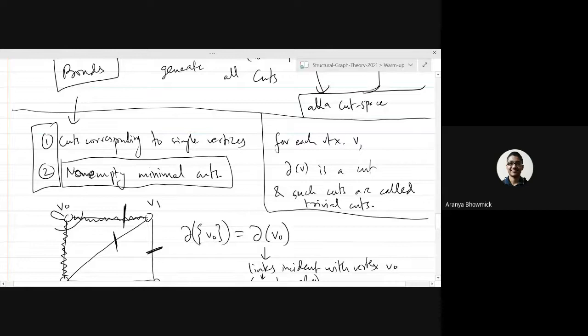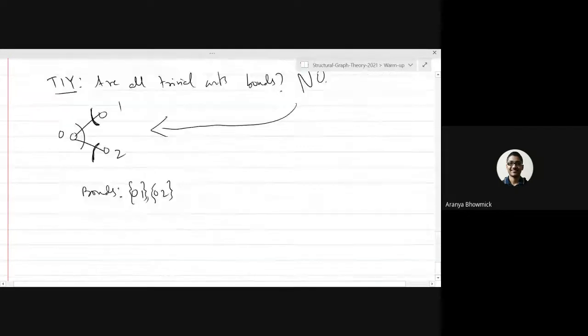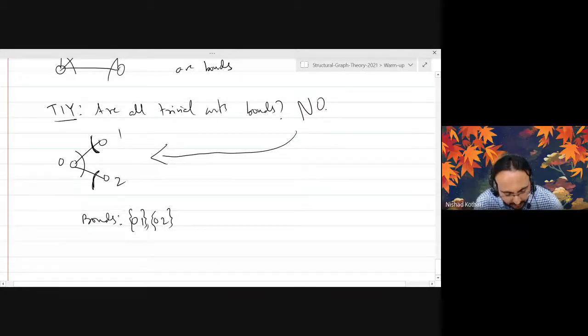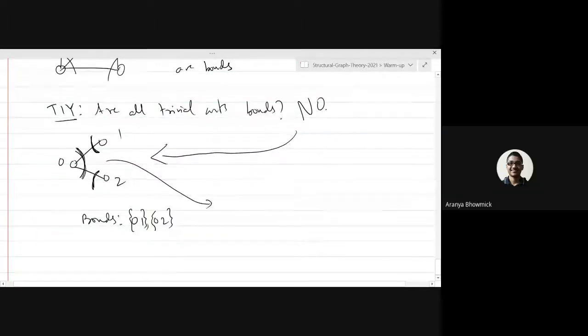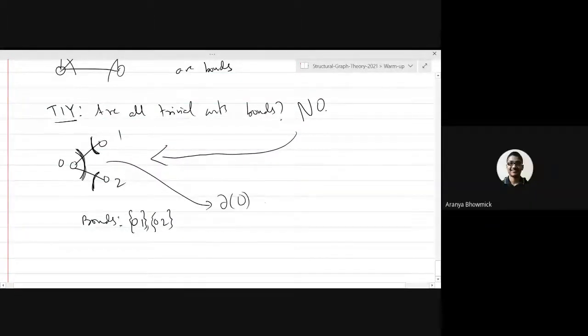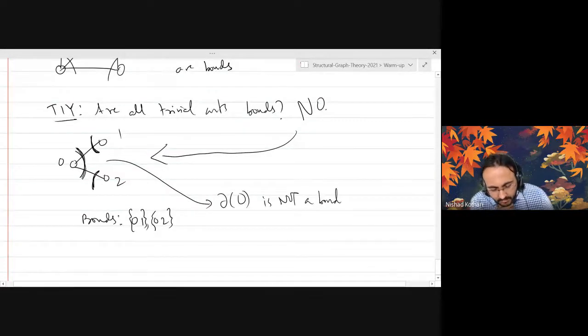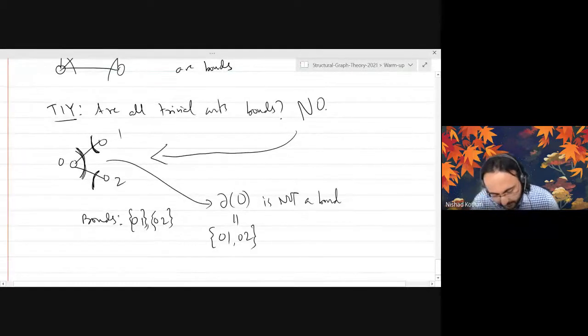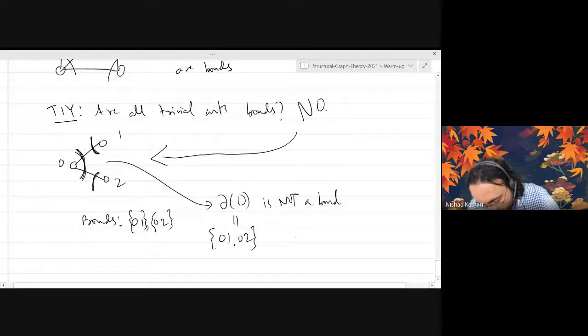No, but sir, this example is not clear to me. Why are all trivial cuts not necessarily bonds? There is a trivial cut here which is not a bond. I mean, the trivial cut at vertex 0 is not a bond. It means the cut from vertex 0. Yes. This is not a bond because it contains a smaller cut, the edge 0,1. Because the cut at vertex 0 is both the edges 0,1 and 0,2, and this contains 0,1, which is a cut.